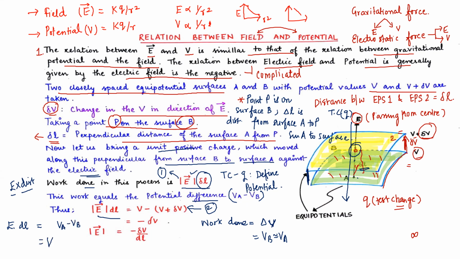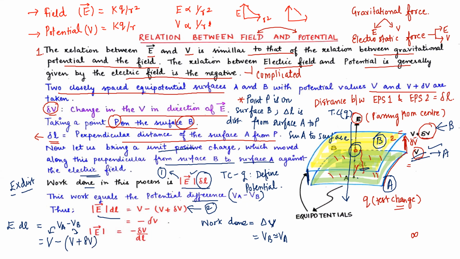What is VA? VA is just V. See, this plate is our A and this plate is our B. So the potential for A is V, and for B it is V plus delta V. So for A we have V, and for B we will get V minus (V plus delta V).